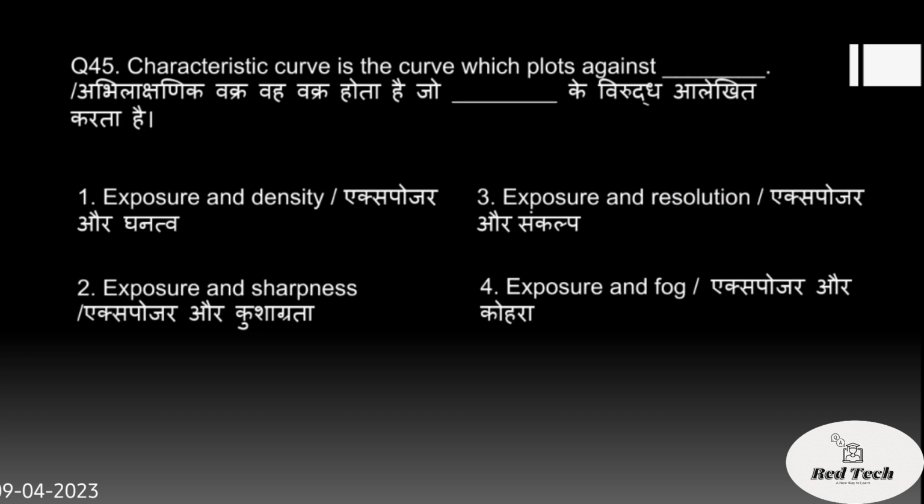Question number 45. The characteristic curve is the curve which plots what against what? Option 1 is exposure and density. Option 2 is exposure and sharpness. Option 3 is exposure and resolution. Option 4 is exposure and fog.